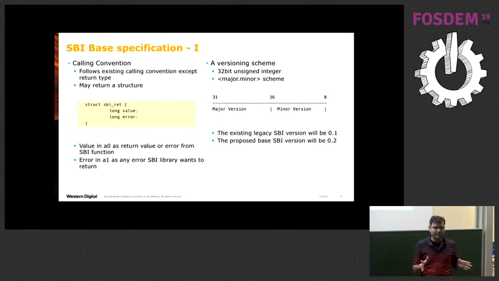So that's called legacy. We hope that we'll get rid of it one day. The base version that we're talking about here, which will be mandatory, will start with 0.2. And going forward, depending on what kind of feature we're adding, we'll keep on adding the version numbers.